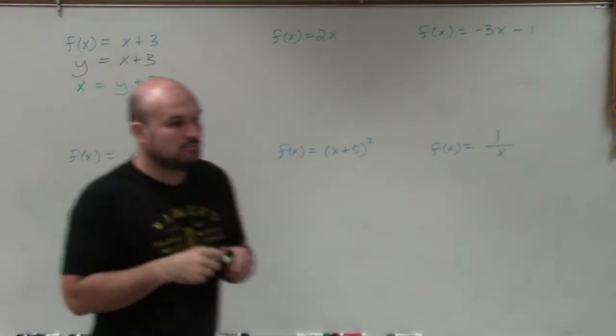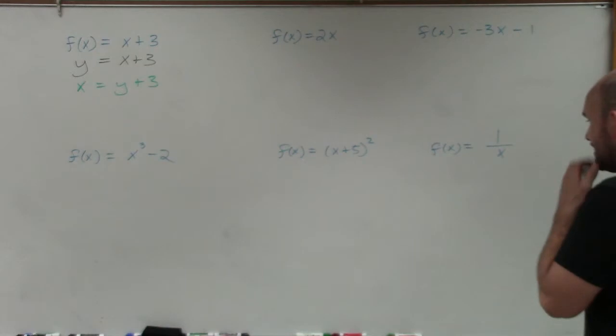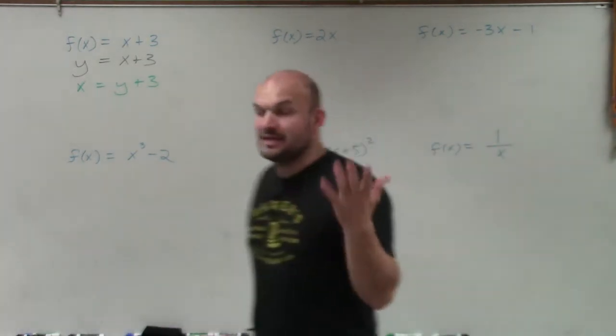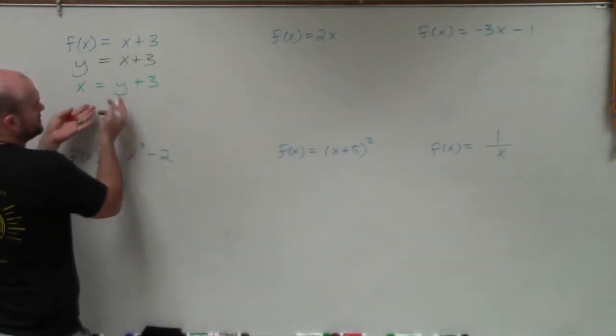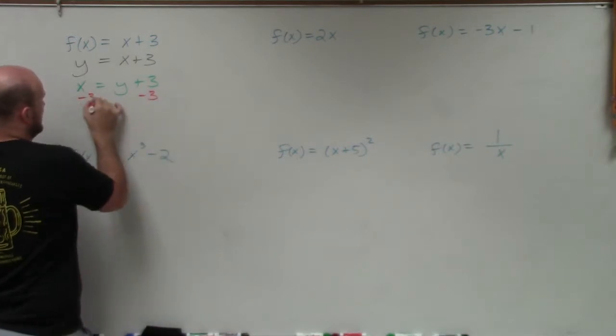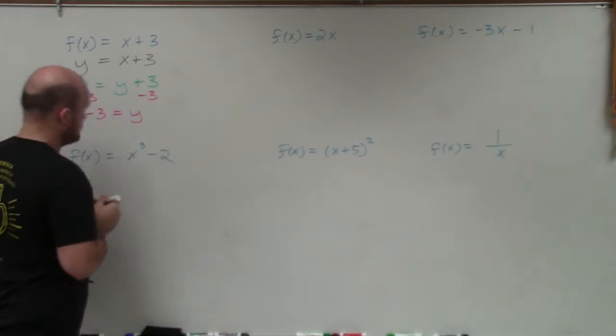Now that we've got x equals y plus 3, the next step is to solve for y. We have to use our inverse operations to solve for y. So I'm going to subtract 3 on both sides, and I have x minus 3 equals y.